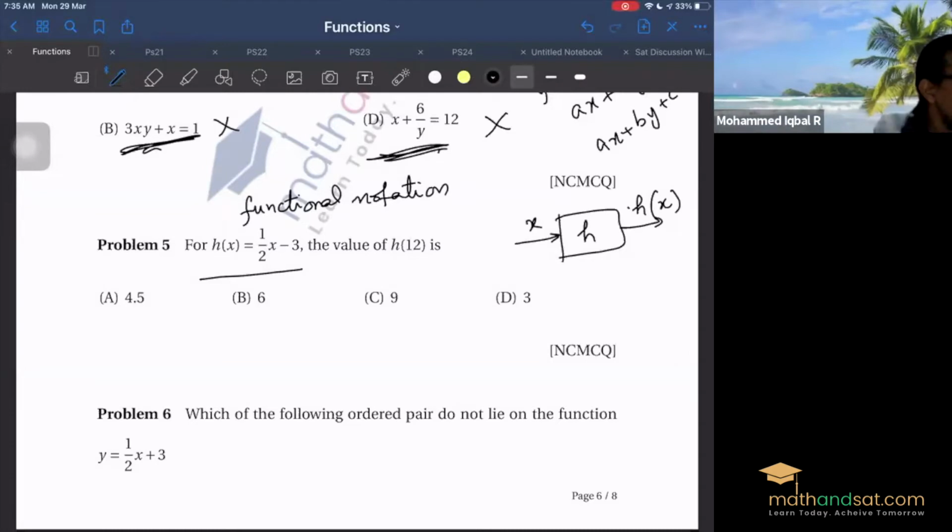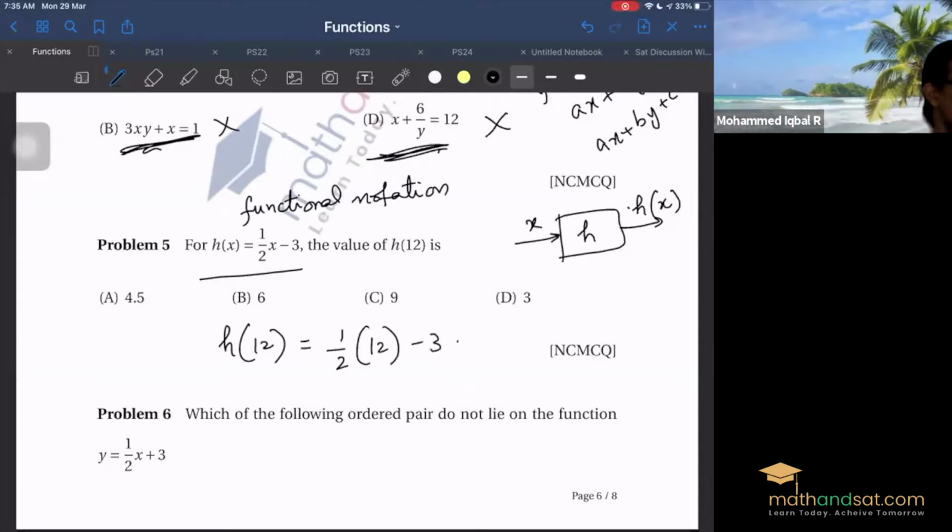So what is h of 12? H of 12 is going to be, instead of x, you just substitute 12. So this is going to be half times 12 minus 3. So this is 6 minus 3, which is 3. So the answer is 3.